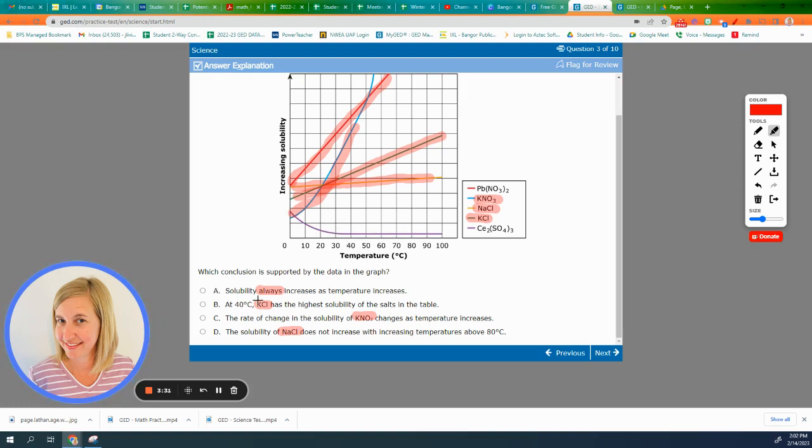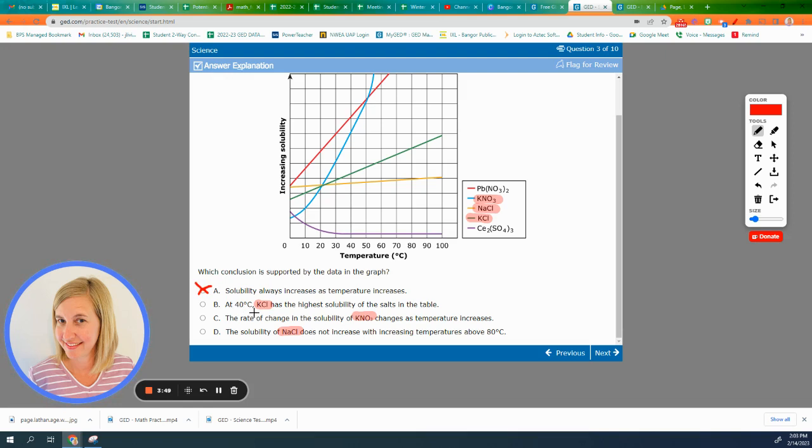So answer choice A cannot be true because there's one solubility line that doesn't follow that pattern. So we're going to cross off answer choice A.